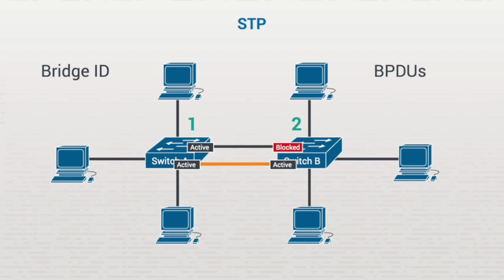If the bottom link goes down sometime, this top link is still active. It's still physically connected to the two switches. Spanning tree would realize that there's no longer an active connection between the switches and unblock this port so that the top connection becomes active again.